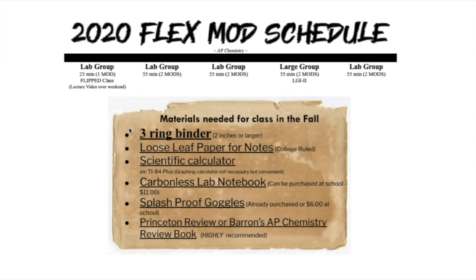A scientific calculator is a bonus, but please do not go out to get one just for this class. I will supply some from the math department when we need them. My best suggestion is a TI-84 Plus if you are in the market for buying one. You need a lab notebook if you have it from last year. Perfect. Splash-proof goggles are an option. And then I strongly suggest getting a review book. I really like Princeton Review or the Barron's AP review books, and you can get those on Amazon or Barnes & Noble, to name a few places. 3-ring binder, not an option.